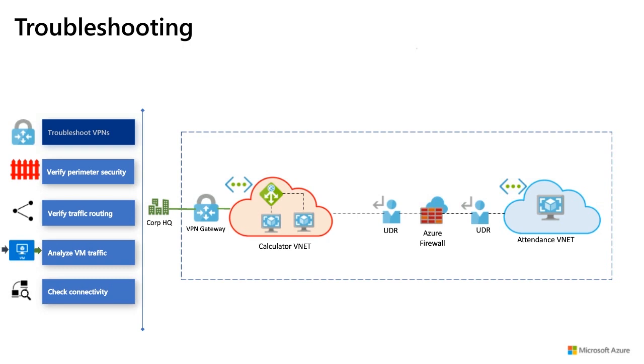VPN Troubleshoot allows you to select a set of gateways and or connections and run diagnostics on them. Once these diagnostics are done, not only does VPN Troubleshoot give you the issues, but also decorates the issues and gives you proper action items that you can use.